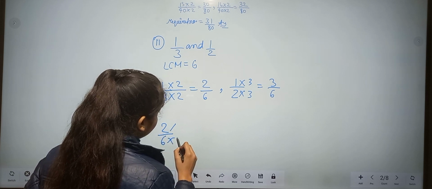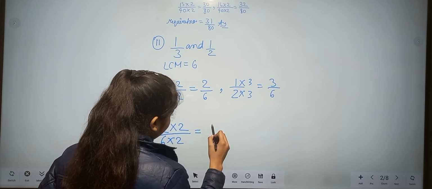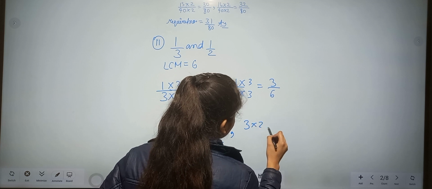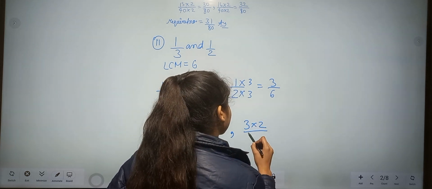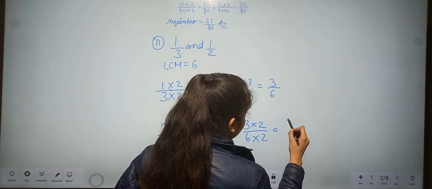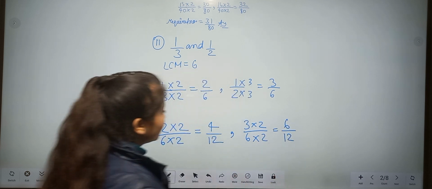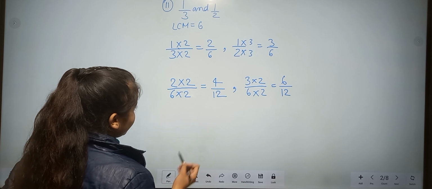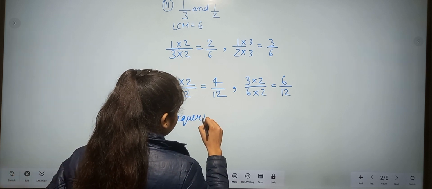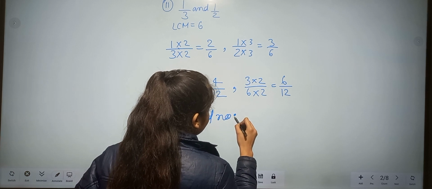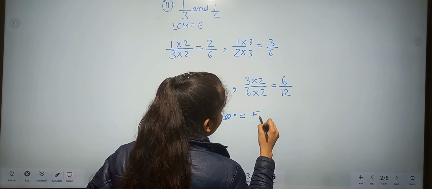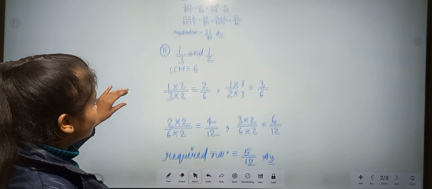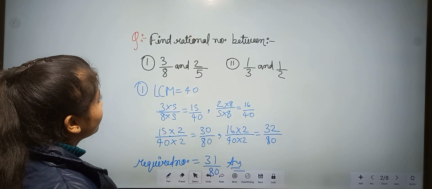2 by 6 into 2 is 4 by 12. Okay, and here 3 by 6 into 2 is 6 by 12. Here one number comes that is our required number, that is 5 by 12. So our required number is 5 by 12. This is our answer. So by this process we solve this question, that is how to find the rational number between these.